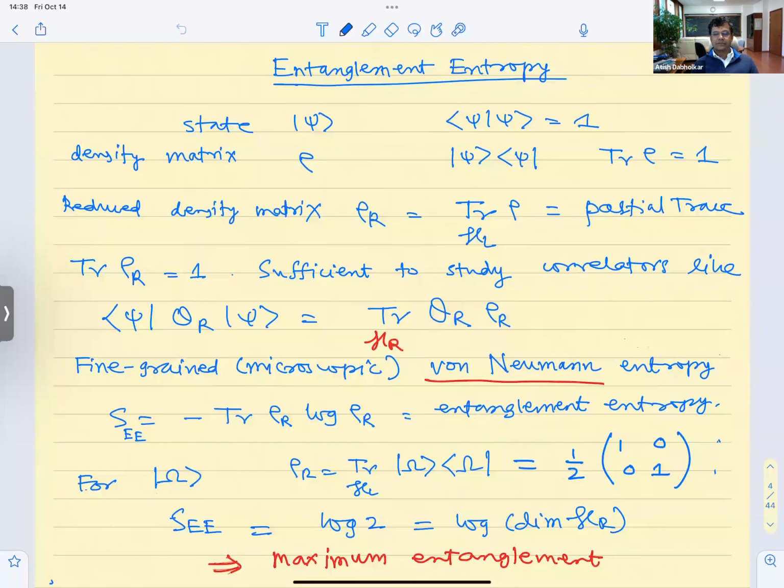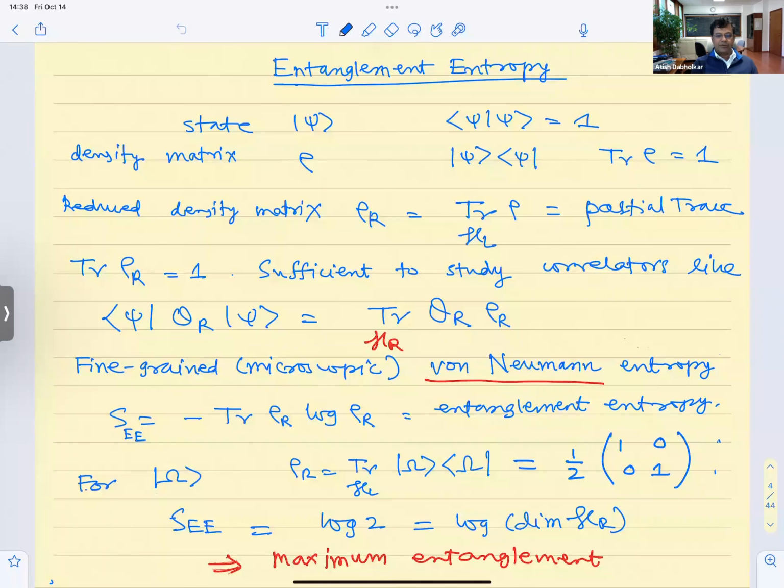And this is sufficient to study any correlation functions of any operators which are localized or are specific to what is happening in our galaxy. So to compute, for example, psi, O right, psi, you would just compute a trace of O right, rho right, in the Hilbert space, which is the right Hilbert space. Now one can define the fine-grained microscopic entropy, which is not the usual Boltzmann macroscopic entropy. I mean, it has differences. And in particular, by this famous formula, minus trace rho log rho.